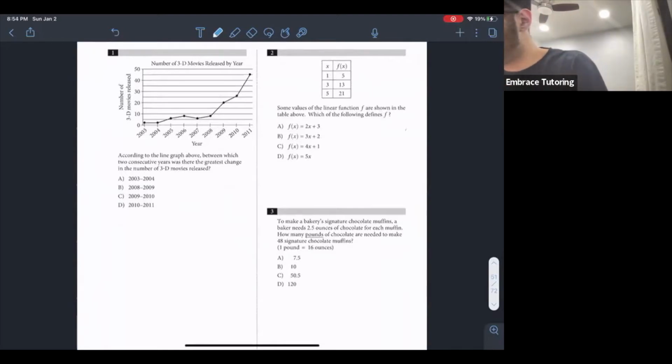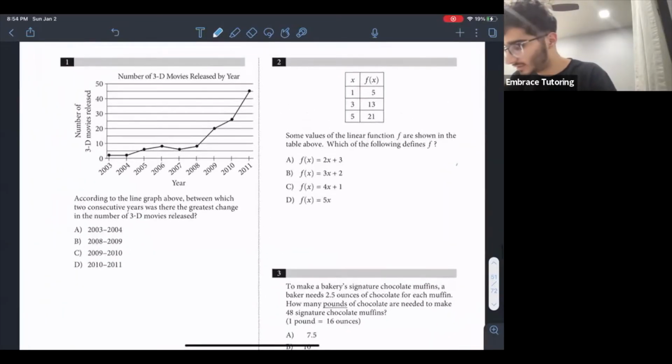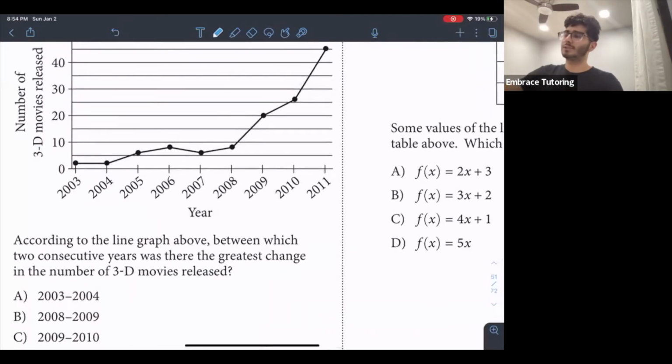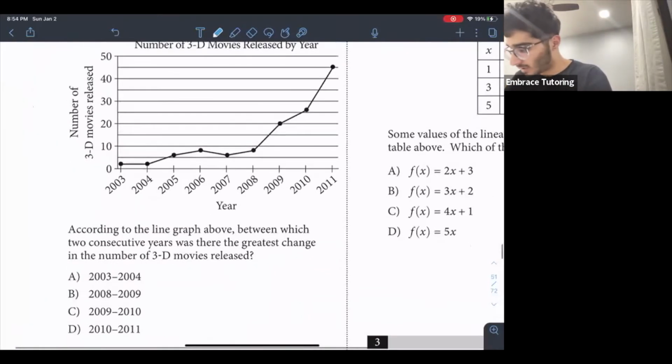So we have the first question, where they gave us a graph. According to the line graph above, between which two consecutive years was there the greatest change in the number of 3D movies released? The best way to solve this problem would be to see where the greatest difference is, or the steepest slope. Because if you have the steepest slope, that's the part where there's the most change.